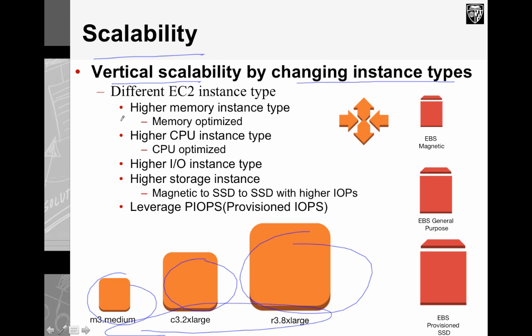You can also choose higher memory instance, higher CPU instance, higher IO instance, higher storage instance. So there are different kinds of instance that's available for your application. In terms of storage, you can go from EBS magnetic to EBS general purpose to EBS provisioned SSD. That is the provisioned IOPS storage. That's how you get vertical scalability.